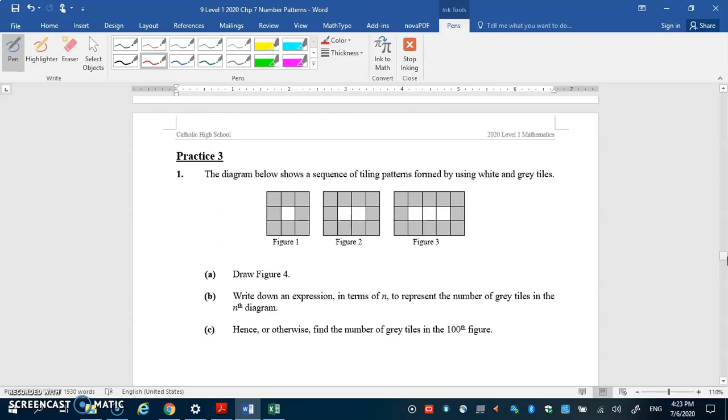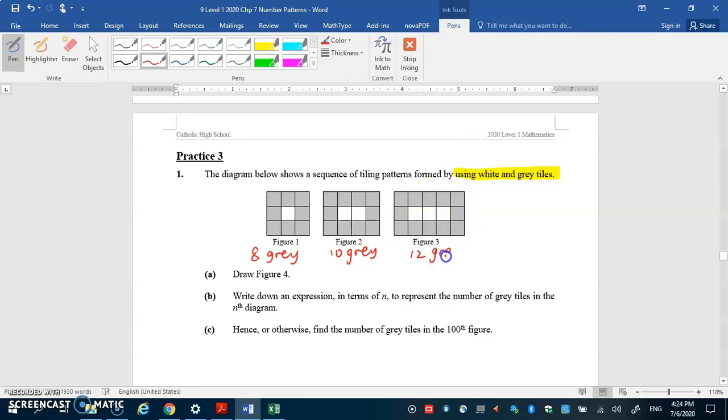So it's quite fun to have diagrams given, right? And this question is even more fun because it told you to draw figure 4. Okay, so there's all these tiling patterns formed by using white and grey tiles. So let's look at the first one. Figure 1 has 1 white tile and 8 grey tiles. Okay. Figure 2 has 10 grey tiles and 2 white tiles. Figure 3 has 3 white tiles and 12 grey tiles.